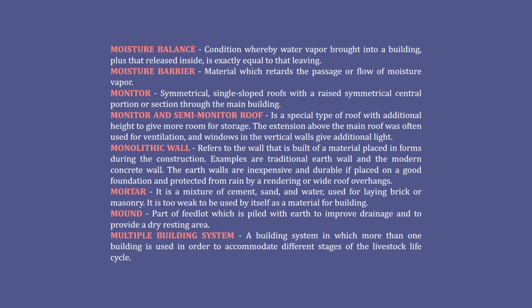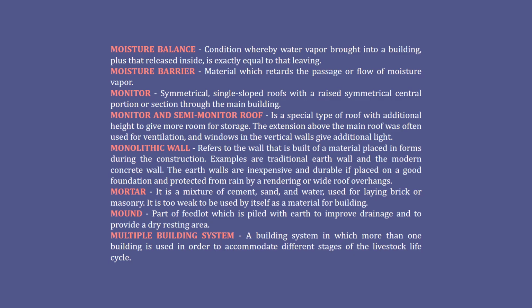Moisture balance. Condition whereby water vapor brought into a building, plus that released inside, is exactly equal to that leaving. Moisture barrier. Material which retards the passage or flow of moisture vapor. Monitor, symmetrical. Single sloped roofs with a raised symmetrical central portion or section through the main building. Monitor and semi-monitor roof is a special type of roof with additional height to give more room for storage. The extension above the main roof was often used for ventilation, and windows in the vertical walls give additional light.